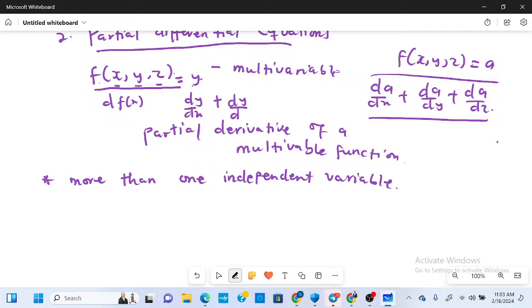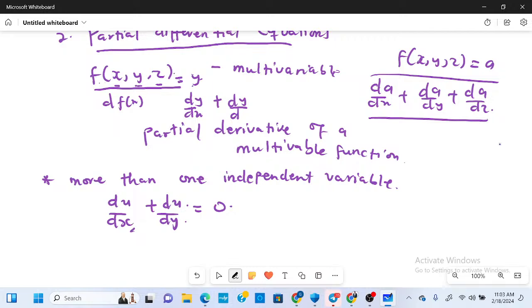So let's see. If I have du/dx plus du/dy is equal to 0. Let's see from this equation. We have du/dx plus du/dy is equal to 0. We can see that we have more than one independent variable, and that is x and y.